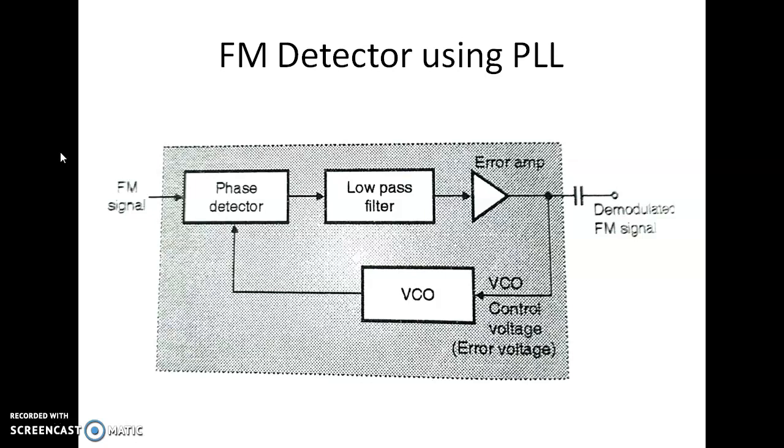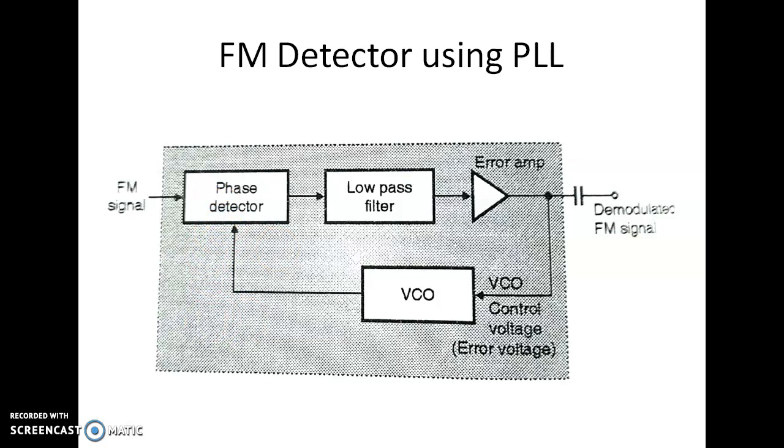The FM demodulator using PLL ensures a highly linear relationship between the instantaneous input frequency and the voltage control oscillator, that we can call the error amplifier output. If you observe here, we have the error voltage at the output of the error amplifier that can be applied as an input to the voltage control oscillator, and the output of the voltage control oscillator is again fed back to the phase detector block.